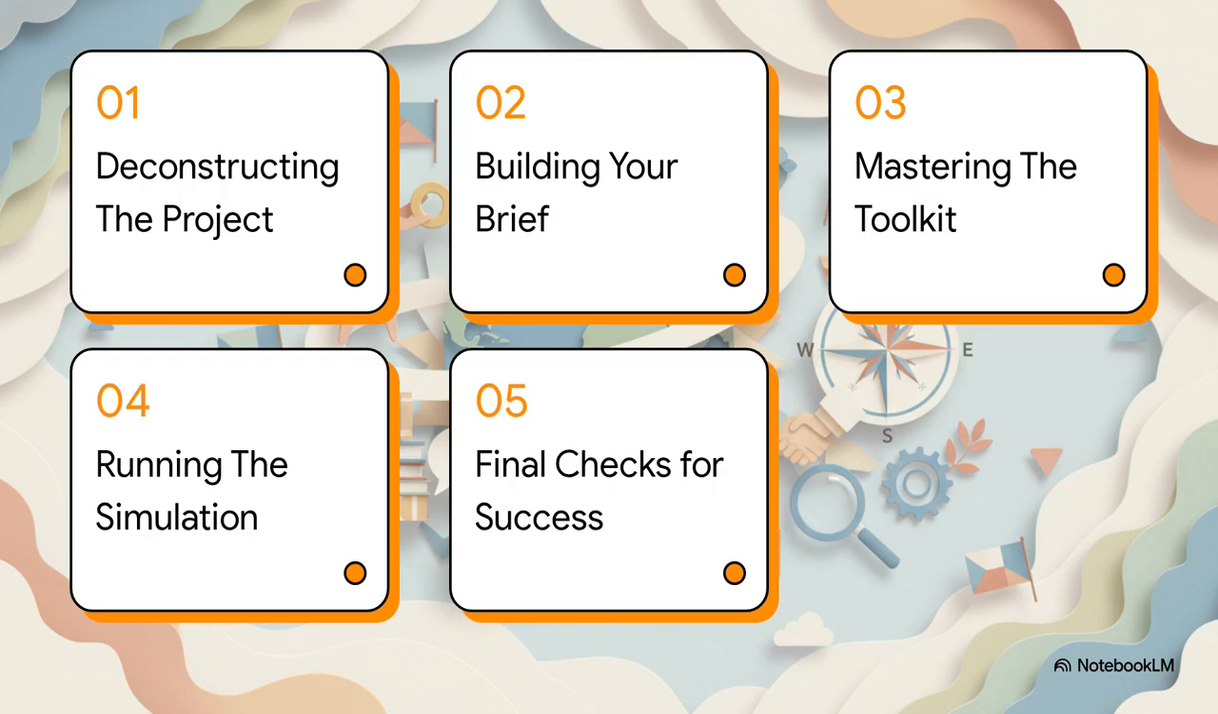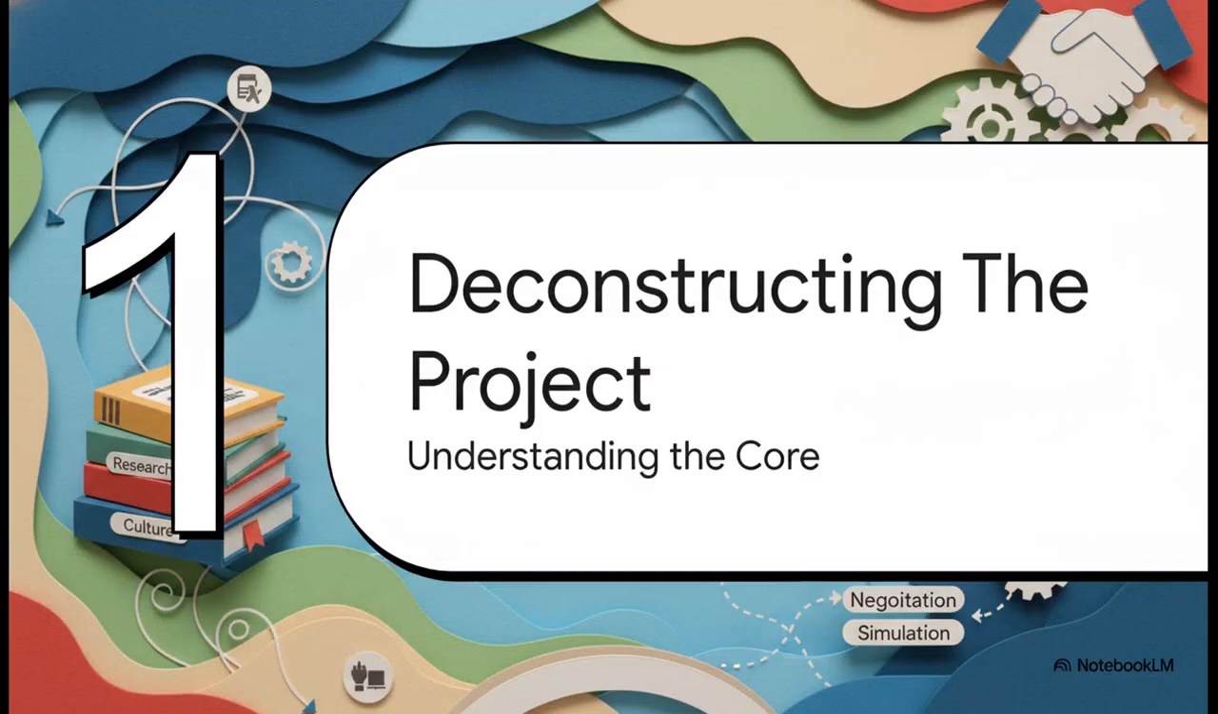So here's how we're going to tackle this in 5 simple stages. First, we'll deconstruct the project, see what it's made of and where the points are. Then we'll dive into building your cultural brief. After that, we'll master the specific negotiation tools you have to use. Next, we'll talk about running the simulation itself. And finally, we'll run through a last-minute checklist to make sure you've squeezed out every possible point before you turn it in. Okay, first things first, let's look at the big picture.